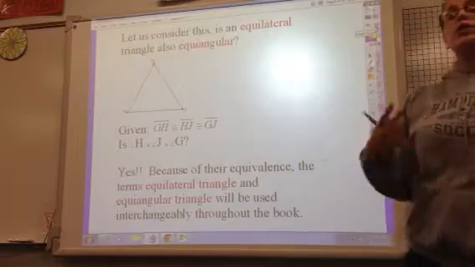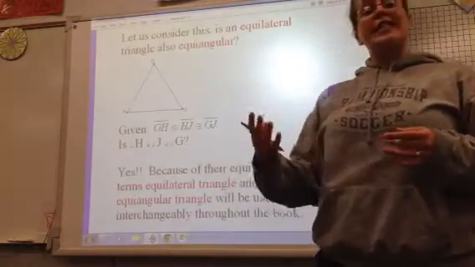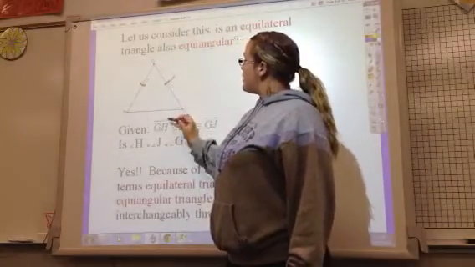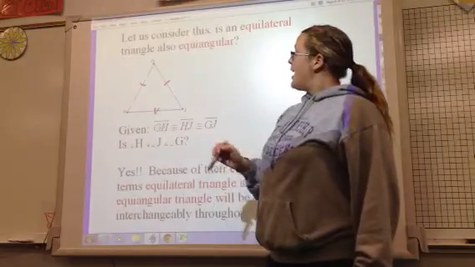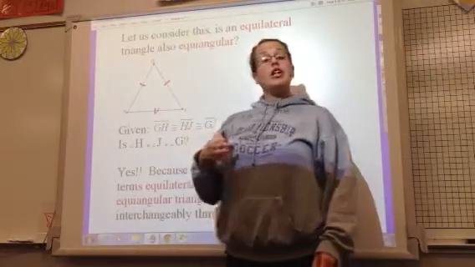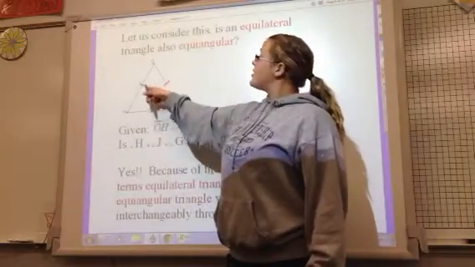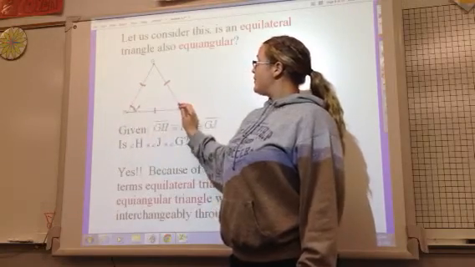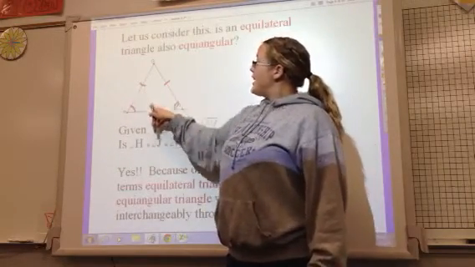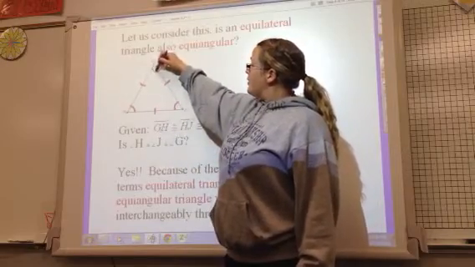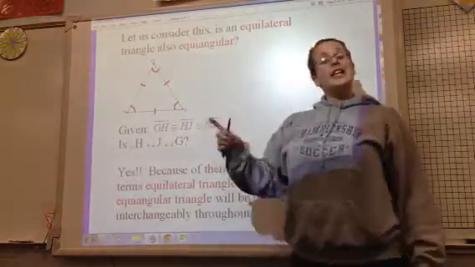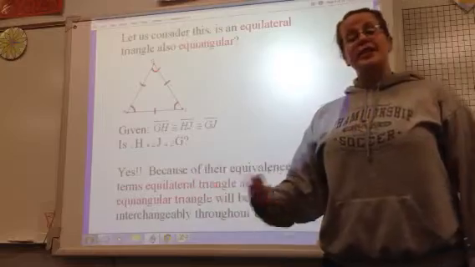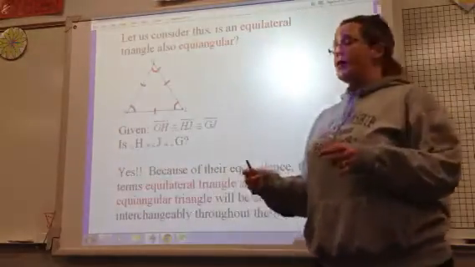I already told you that an equiangular triangle and an equilateral triangle are the same thing. The reason why: if I know that GH is congruent to GJ and congruent to HJ, then we just talked about how if the sides are congruent, then the angles are congruent. So if this side is congruent to this side, these angles are congruent. If these sides are congruent, then these angles are congruent. So since all three sides are congruent, all three angles are congruent. The book's going to use those interchangeably. So if you see equilateral, you know it's also equiangular, and vice versa.